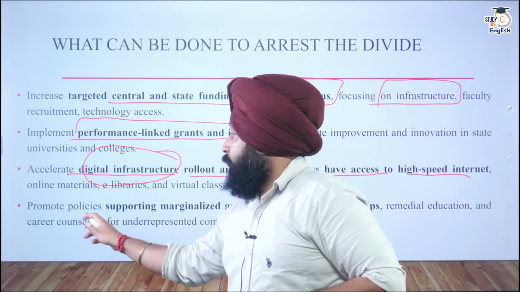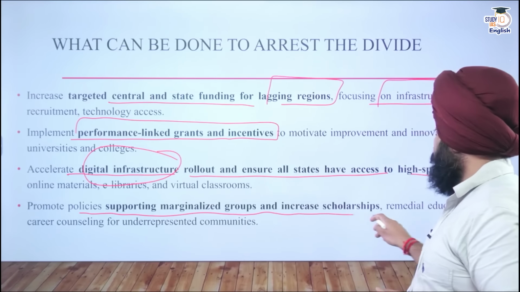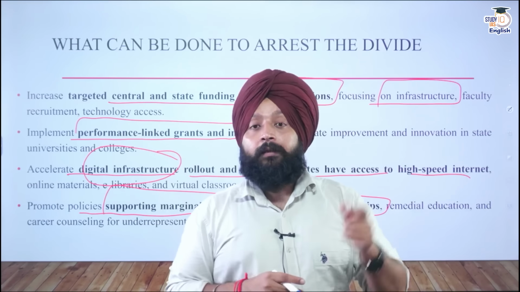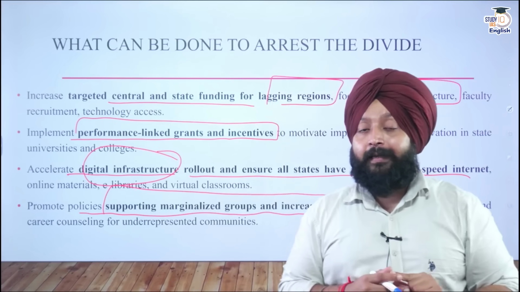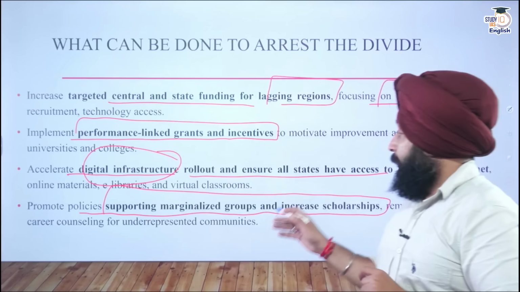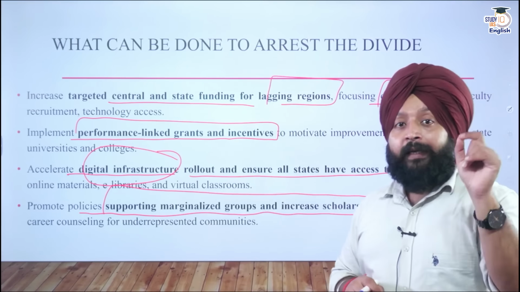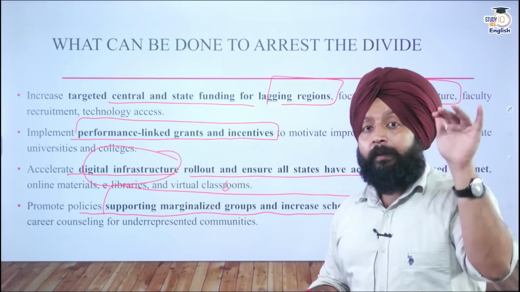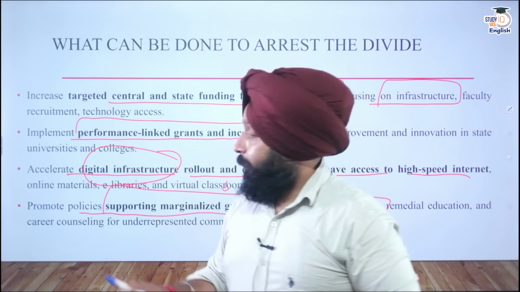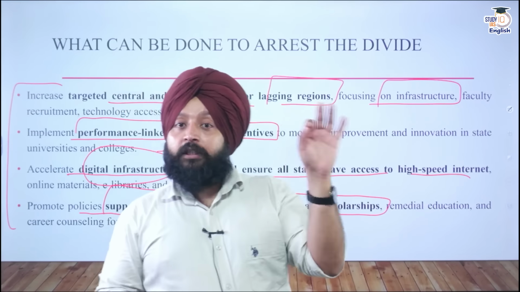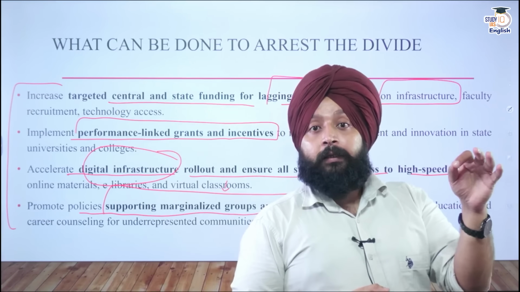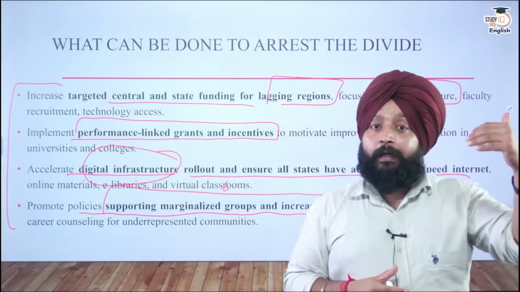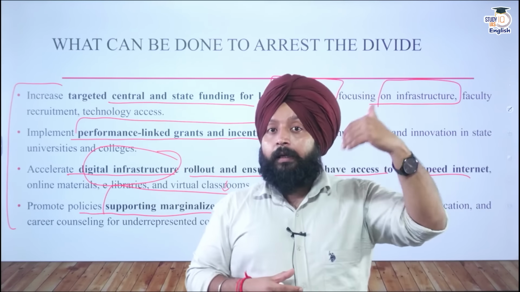And last would be, you need to promote policies supporting marginalized groups and increase scholarships. Now, as I've told you, in certain states you have class hierarchies. The government needs to identify the class and caste hierarchies and target them. So you have to provide targeted scholarships and financial as well as other forms of aid to these marginalized communities, so that they will be able to compete with the rest of society. By focusing on these 4 or 5 points, the state can ensure that educational development can be improved, or we can say the educational standards in that particular state can be improved.